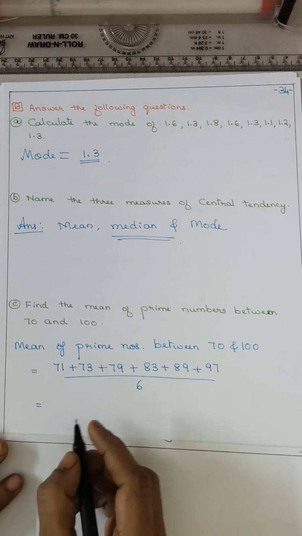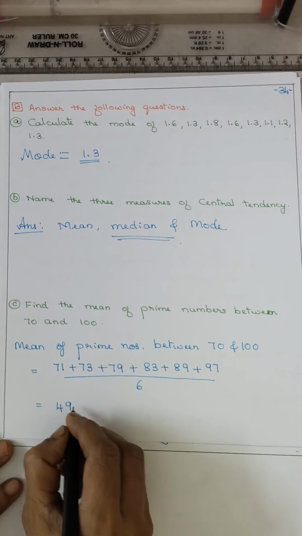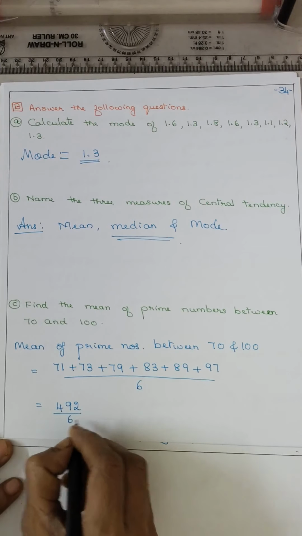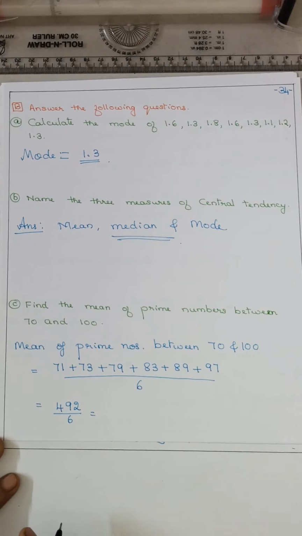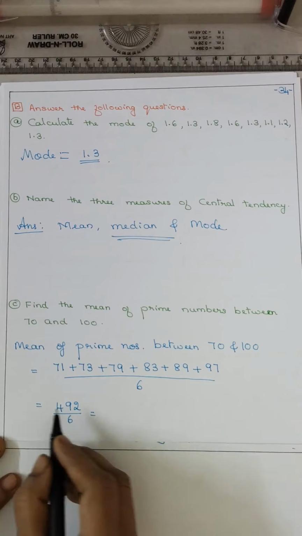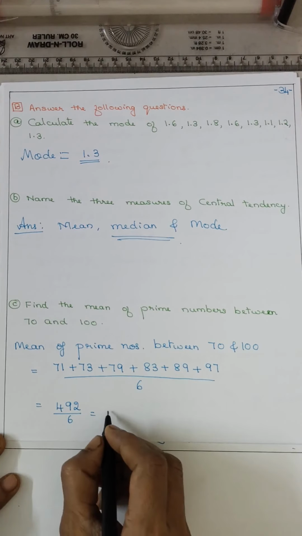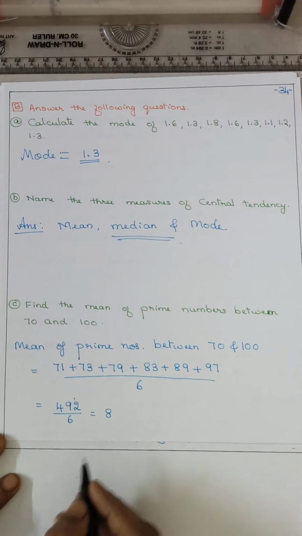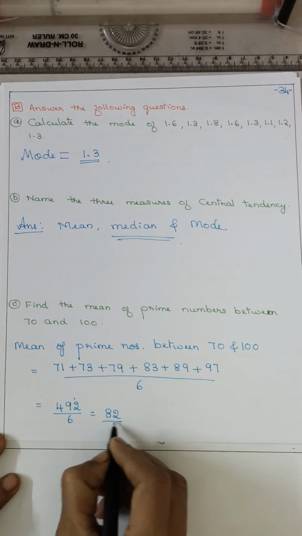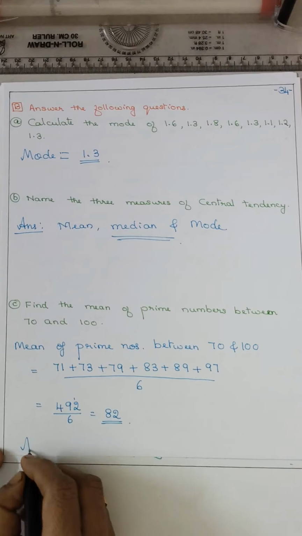Now you add, you will get 492 upon 6. Add the numbers, you will get 492. Now 6 how much are 49? 6 8s are 48. 1 remains. 6 2s are 12. So the answer is 82.